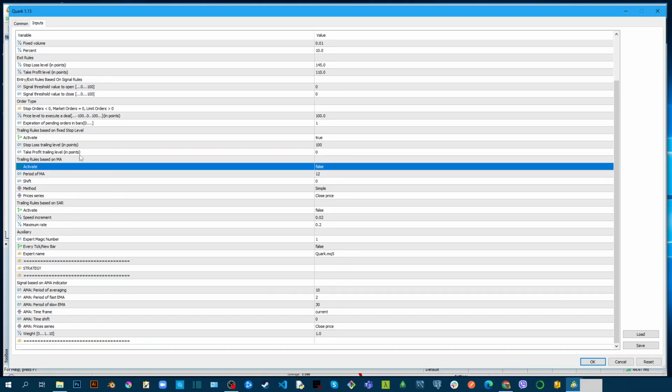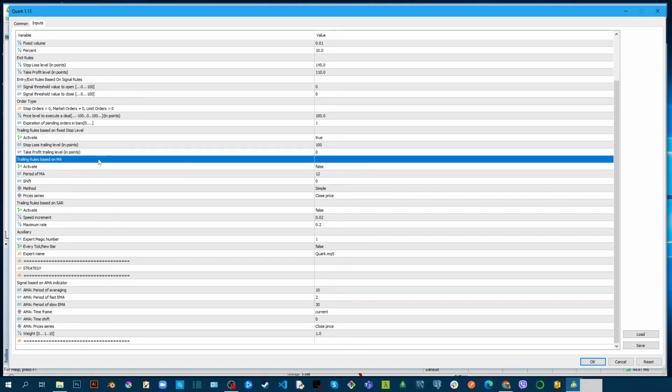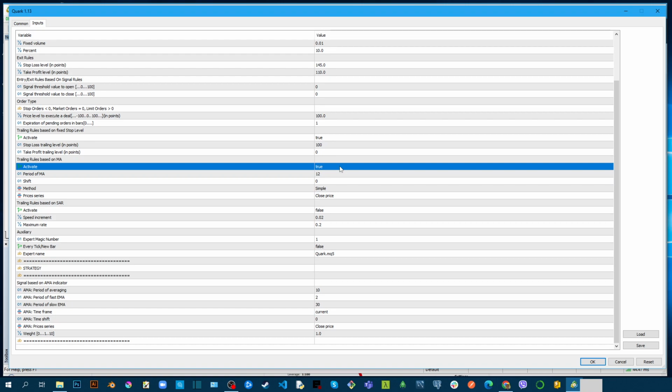Next, we have trailing rules based on the moving average indicator. You can activate or deactivate it like so. You can use all these rules at the same time and everything will work properly.